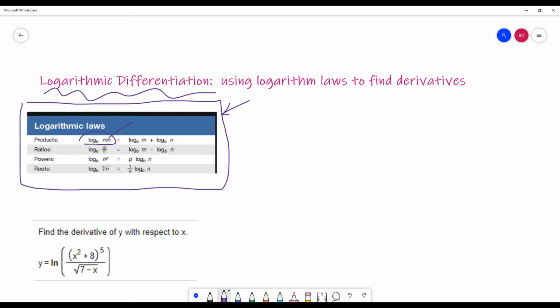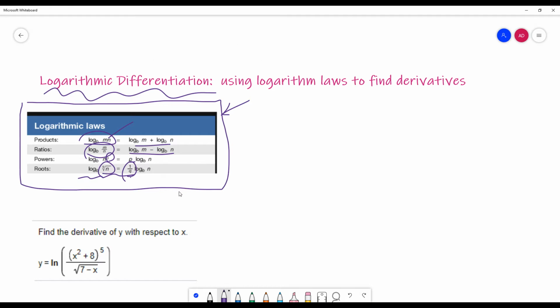When you have a product, you can actually break it down to a sum. If you have a quotient, you can break it down to a difference. And whenever you have a power, the power can flip out in front. All right, then we also talk about the root one, but just remember, a root is also a power, and the power is going to be 1 over that number, and it can fly out front.